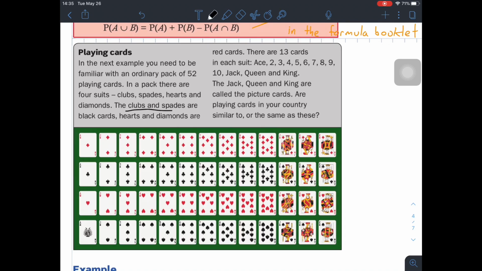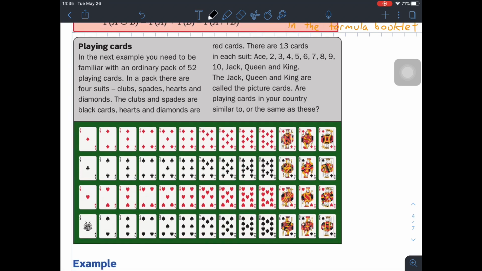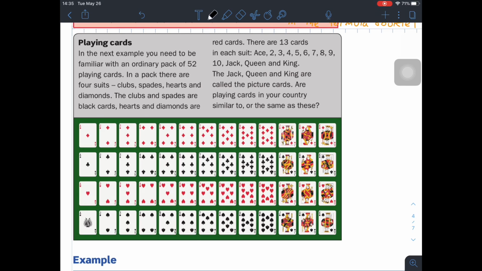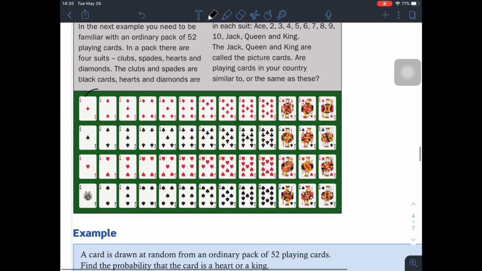Then it says, the clubs and spades are black cards. So we have 2 colors, black cards and red cards, right? Hearts and diamonds are red cards. There are 13 cards in each suit. The ace, which we consider to be 1 normally. And then 2, 3, 4, 5, 6, 7, 8, 9, 10, jack, queen, and king, right? The jack, queen, and king are called the picture cards. Are playing cards in your country similar? Okay, whatever. So this is the important thing you need to know. We have 52 cards. There are 4 different types of cards and 2 different colors, right? Red and black.